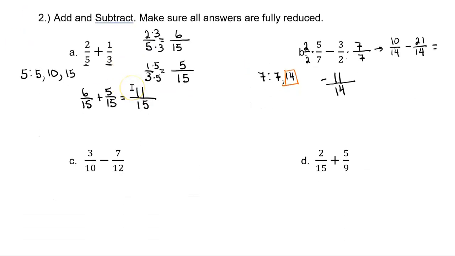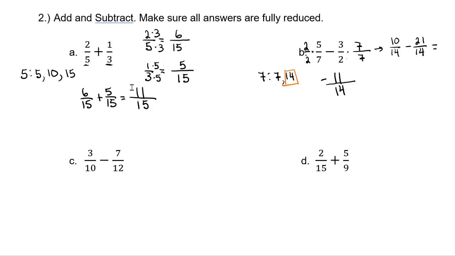Okay, so go ahead and pause the video and try the next 2 problems. You can set it up either way in terms of using that equivalent fraction framework, or do what I just did, showing that multiplication and the conversion to the common denominator within the problem. Either way is absolutely fine.